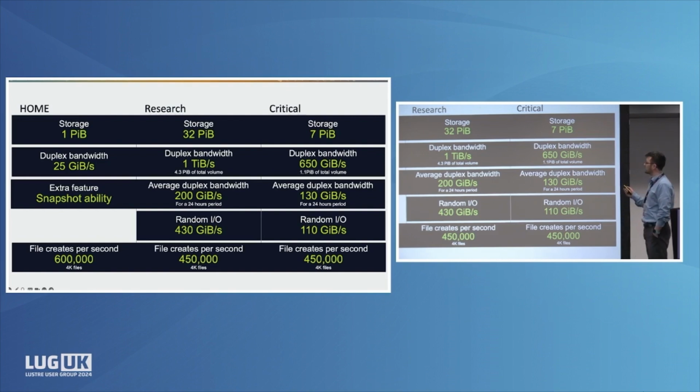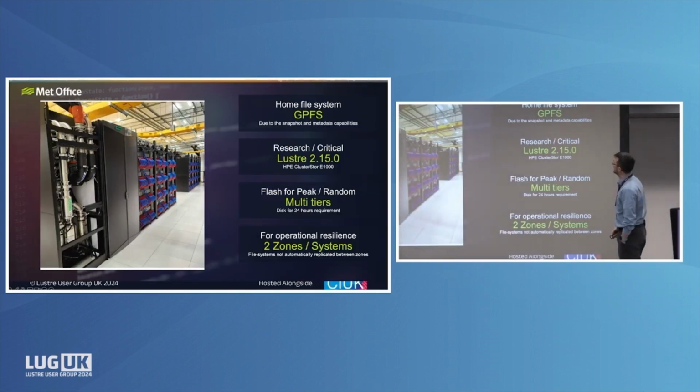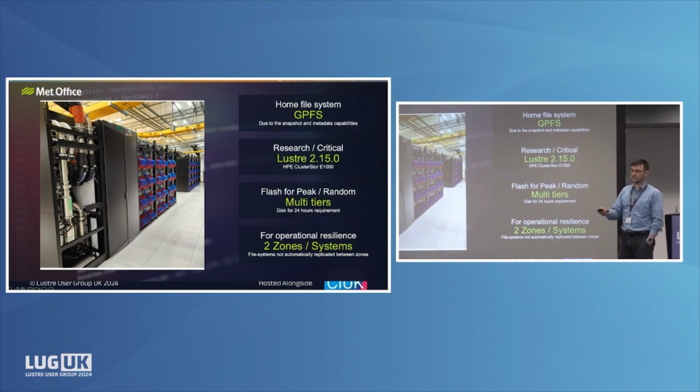So we have a storage of 7 petabytes, 1 petabyte of double bandwidth of 650 gigabytes a second, and 134 gigabytes a second for the 24/8 period. So what did we get? We got naturally a Cray HPE. For the home file system, we got GPFS. That was mainly to be able to reach the metadata capability and the snapshot. That was, I think, the two drivers that made HPE beat GPFS for that system.